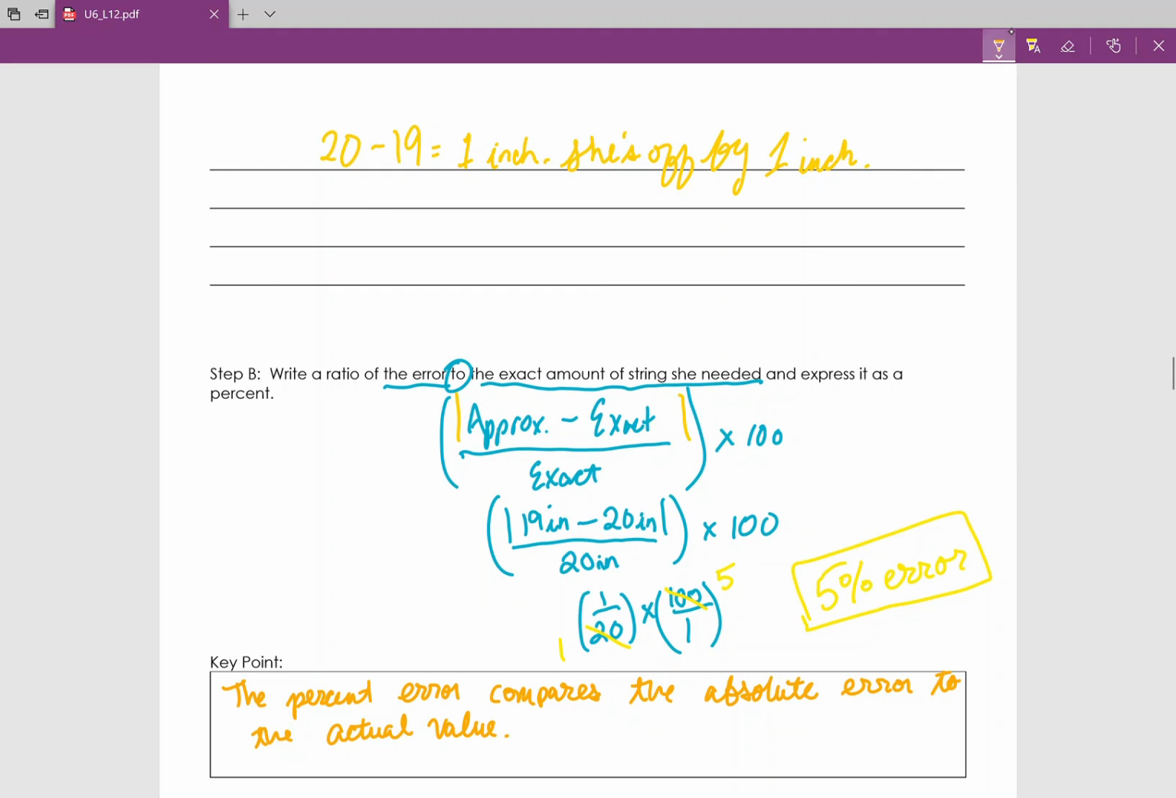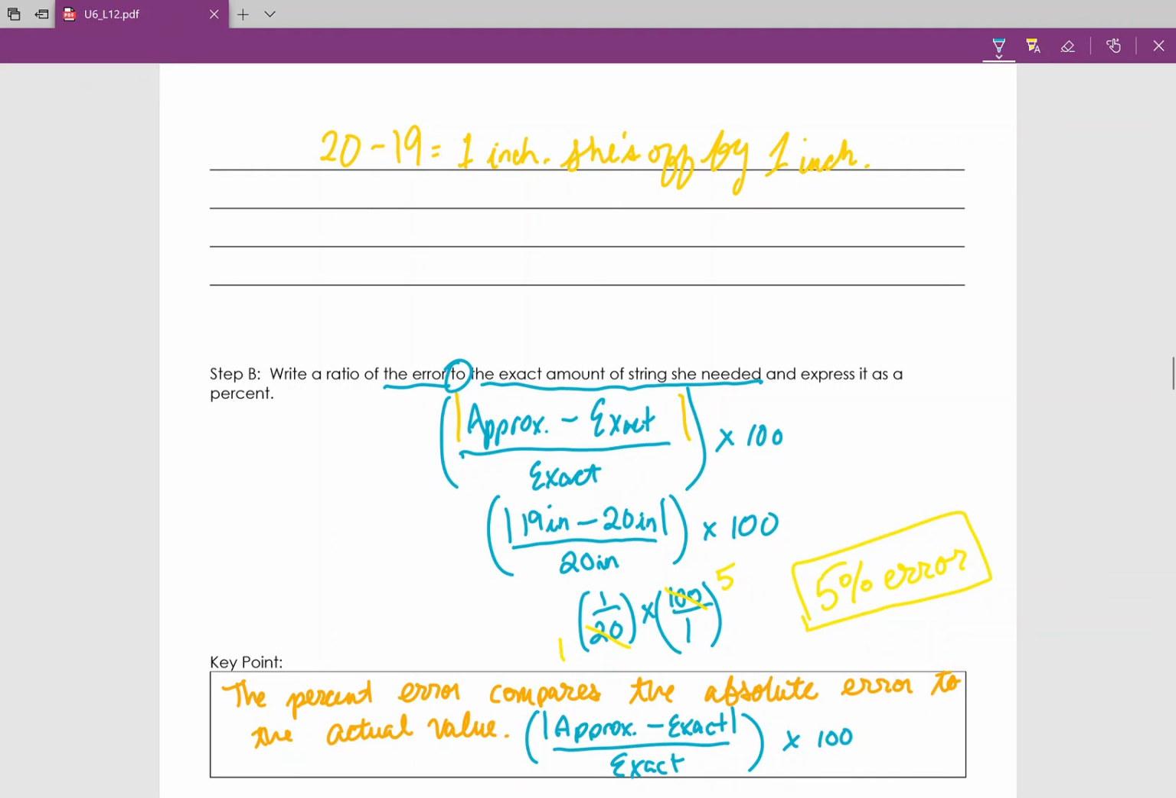So I'm actually just going to copy down this formula one more time so that we know it. It's the approximate minus the exact. We take the absolute value of that over the exact, and then we multiply that times 100.